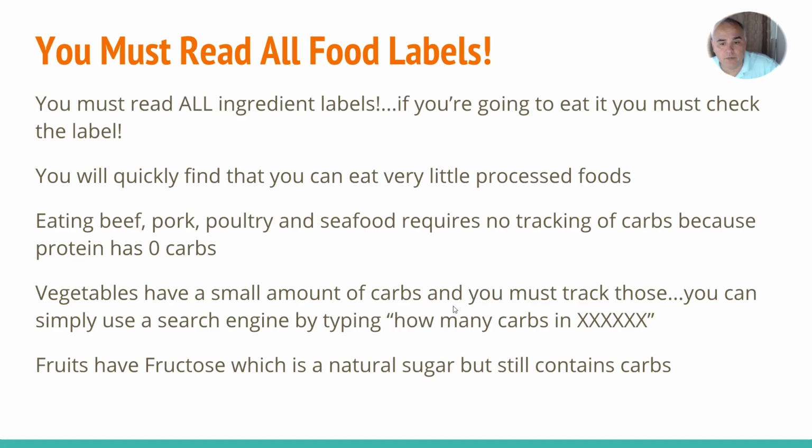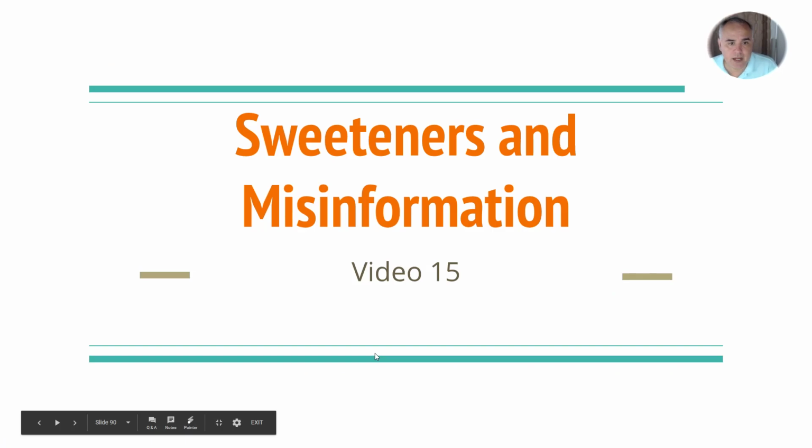Vegetables have a small amount of carbs and you must track those. You've got to know how many of those you're eating. You can use a simple search engine and type how many carbs in whatever food you're trying to figure out. Note the amount of serving that those carbs apply to so that you know how much you can actually eat. And fruits have fructose, which is natural sugar. It's a sugar, so it still contains carbs. If you can avoid eating fruits, there's some berries, blueberries and blackberries, I think they have a little bit less amount of carbs and sugars, but try to avoid sugars as much as you can.